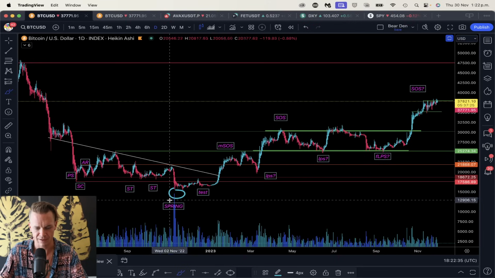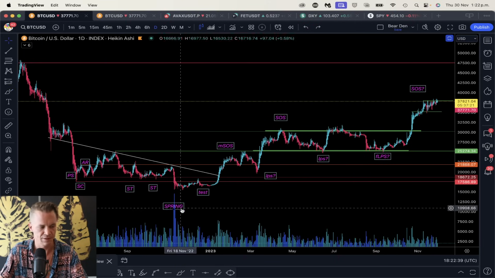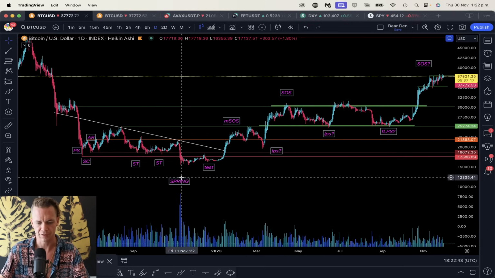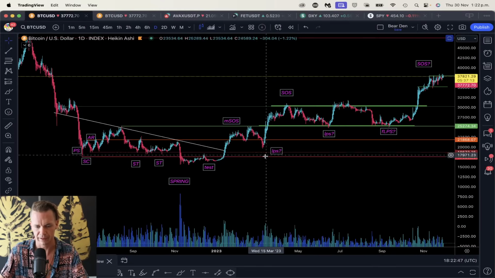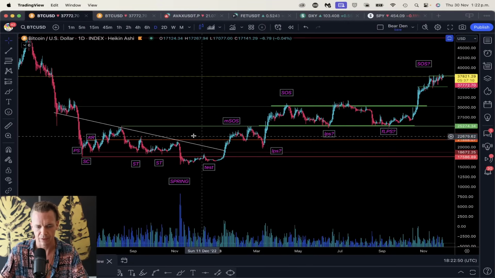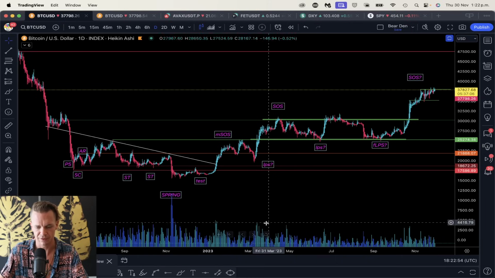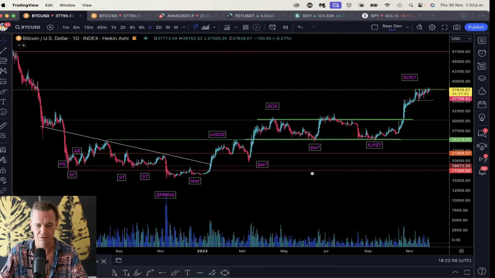Now, we could make an argument here. Generally, I look for springs to have this significant volume signature or supply signature. We've seen this many times before throughout our charting history. But I would actually make an argument for phase C being a little bit later in this process here. Now, again, we could get into some technical debates about the volume and the supply signature, and if this is a low volume spring, which often occurs in these accumulation schematic 2s.